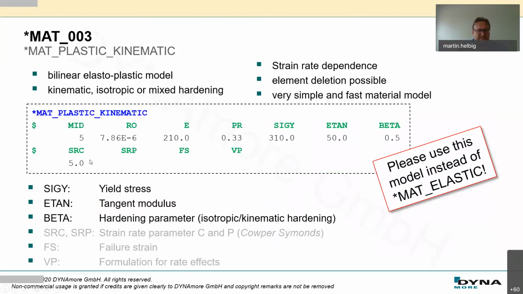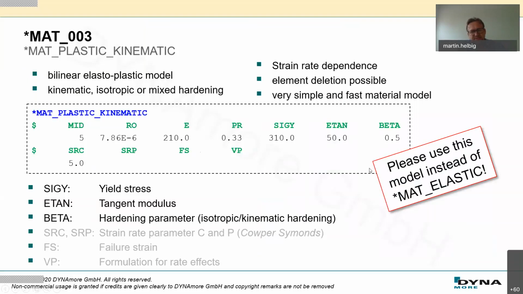Then we have these parameters in here, SRC, SRP. These are for the strain rate dependency. You can describe the strain rate dependency of the material with the Cowper-Symonds function or law. FS is the failure strain. This means when you reach such a strain, the element will be deleted. And VP is for the formulation of the strain rate.